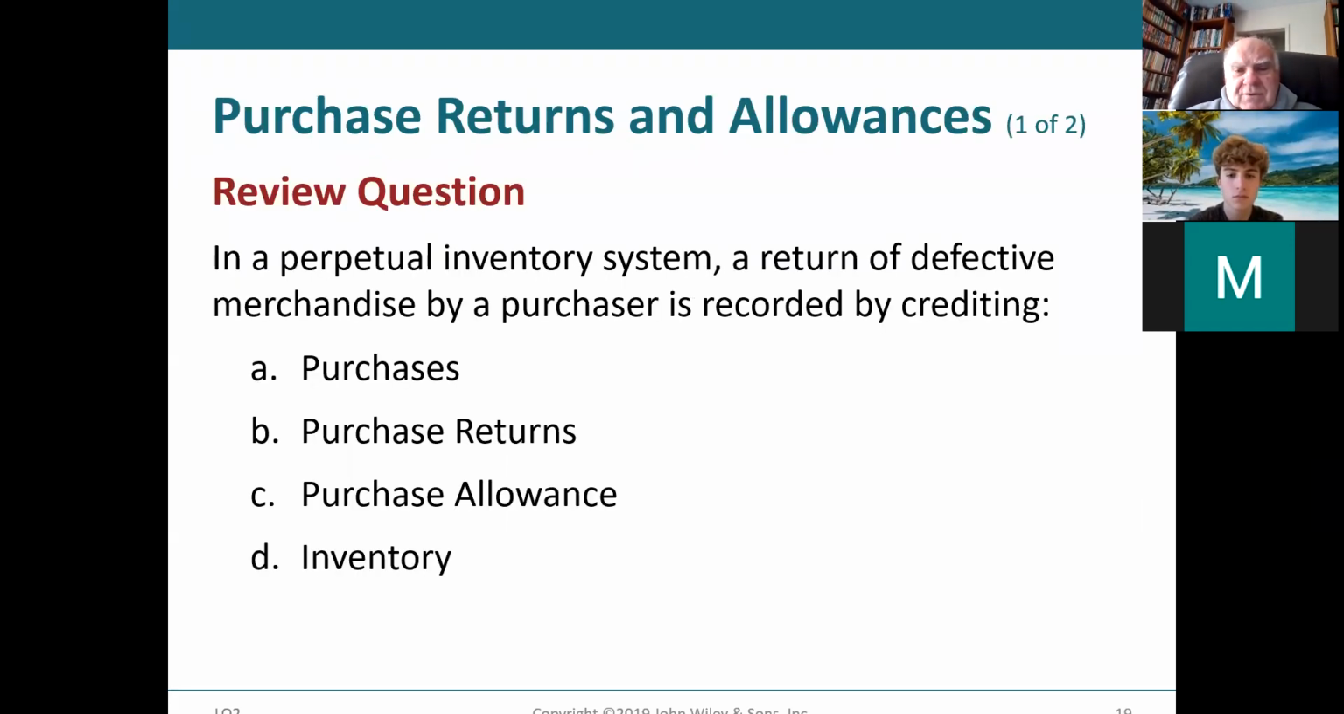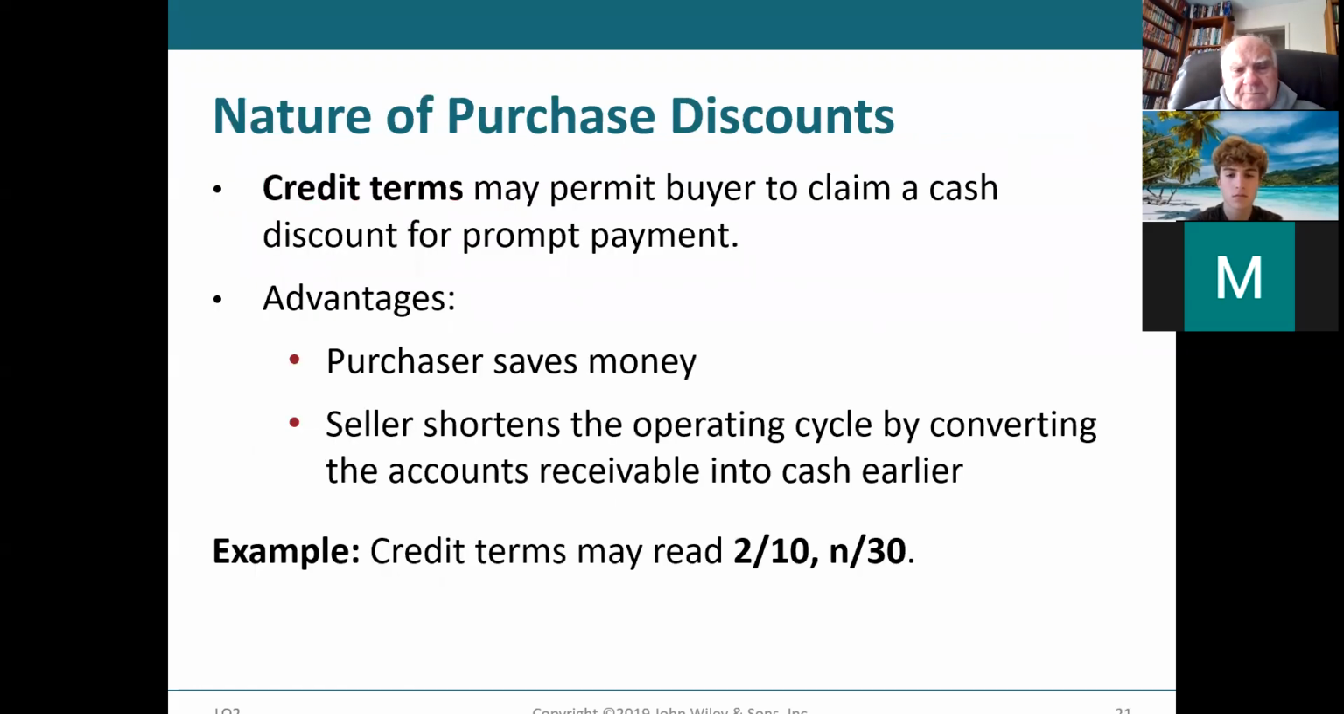In a perpetual inventory system, a return of defective invoices is recorded by crediting, as we just said, inventory. In a periodic inventory system, we would have credited purchase allowance. You'll get familiar with this as you do the homework. Okay, a lot of this I'm sure is just bouncing off your skull right now. Just getting you warmed up.